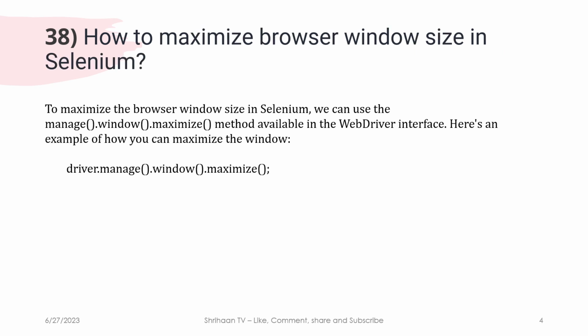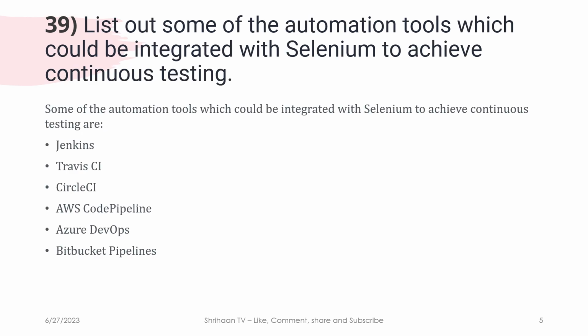How to maximize the browser window size in Selenium? Earlier we saw setting the size of the window, and now it is maximizing the browser window. To maximize the browser window, we use the maximize method of the WebDriver Window interface, accessed through driver.manage().window(). This method maximizes the browser window to fill the screen. By invoking this method, the browser window will be maximized, utilizing the maximum available space on the screen. So this is how we need to maximize the browser window. Moving on to the next question.